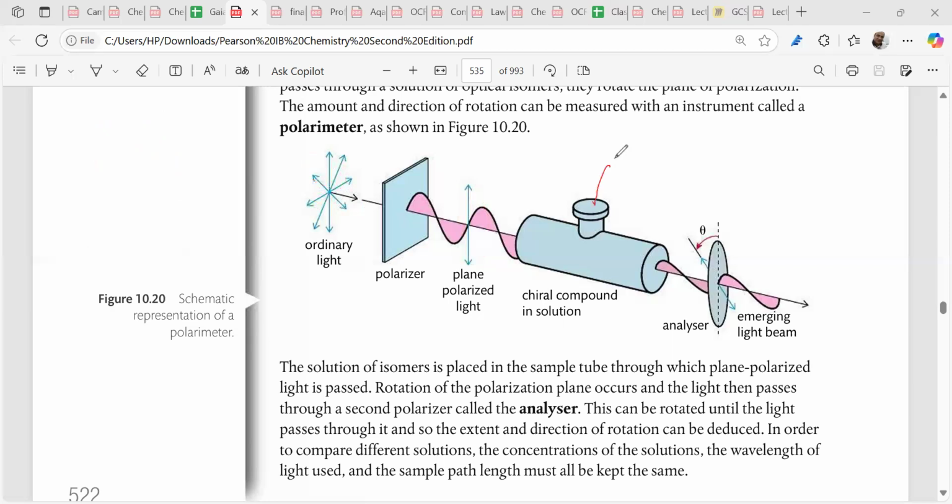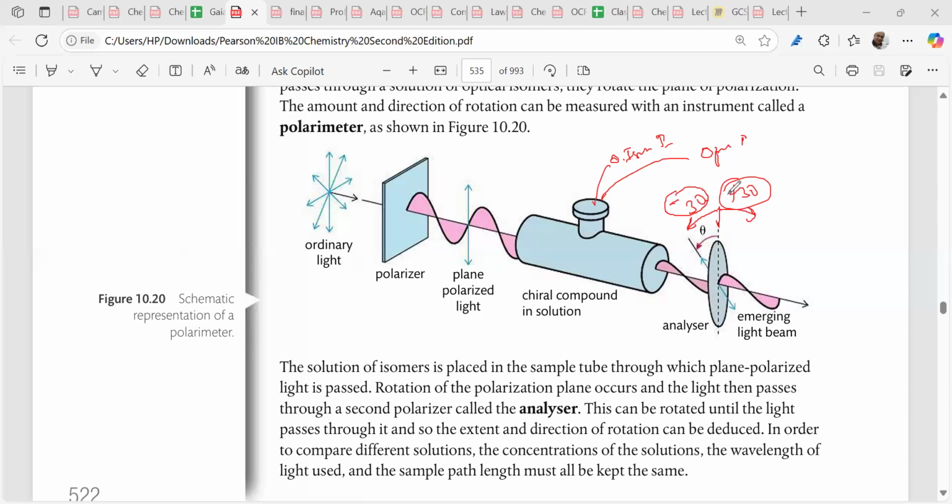Now, if you place one optical isomer over here, and it rotates the plane polarized light to the left by 30 degrees, and if you place the other optical isomer, it will rotate the plane polarized light in the opposite direction. If one rotates by minus 30 degrees, the other will rotate by plus 30 degrees.